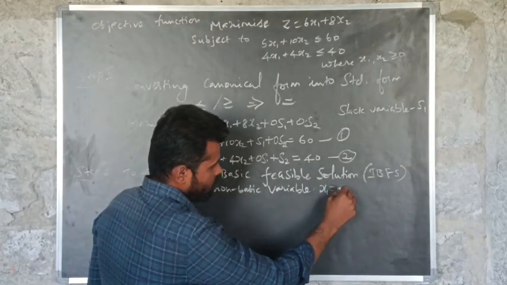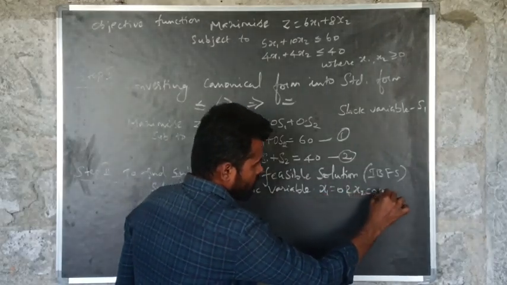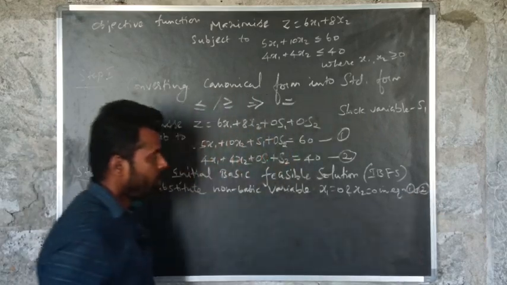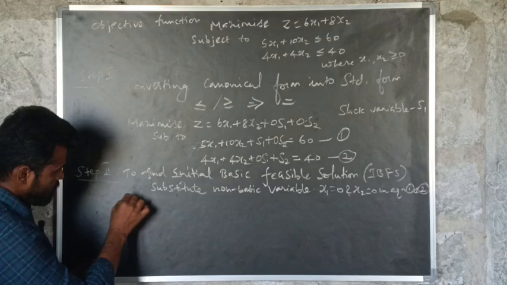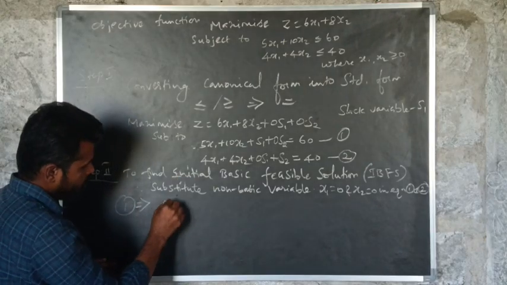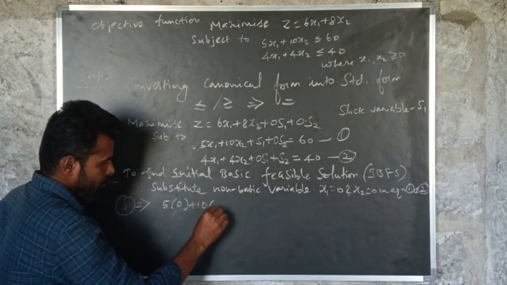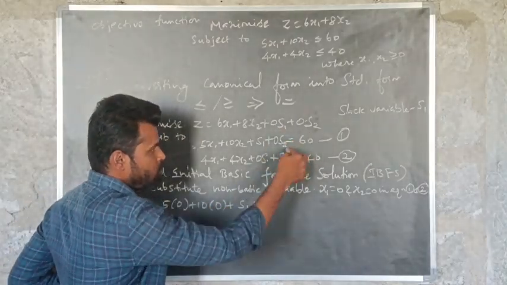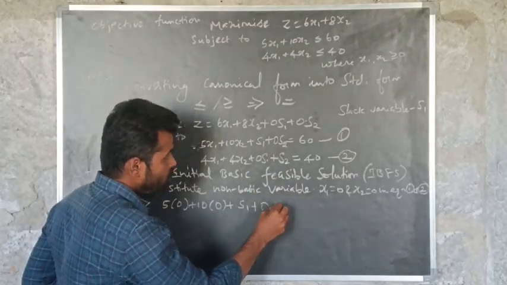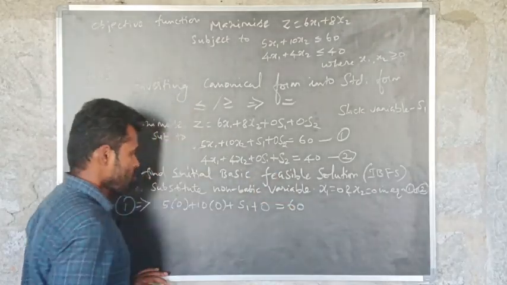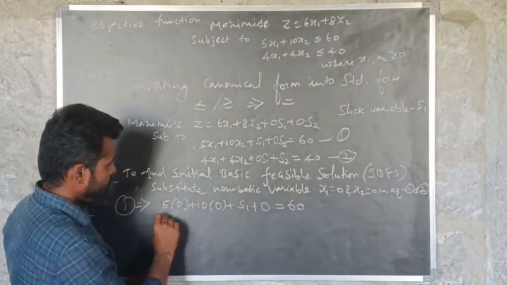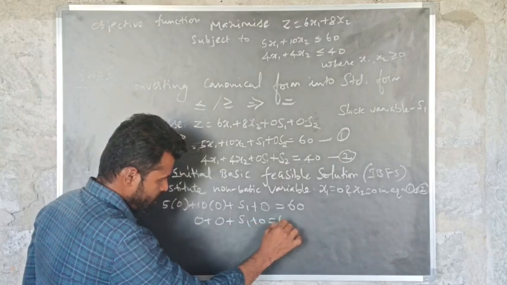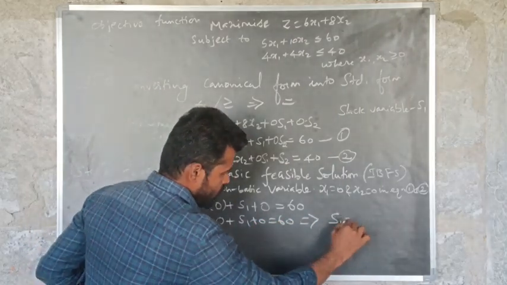So x1 equal to 0 and x2 equal to 0 in equations 1 and 2. So what happened from equation 1? It gives 5 of 0 plus 10 of 0 plus s1 plus, since s2 doesn't have a value, we will keep it as 0, is equal to 60. So from this, 5 into 0 plus 10 into 0 plus s1 plus 0 equal to 60, which means s1 is equal to 60.